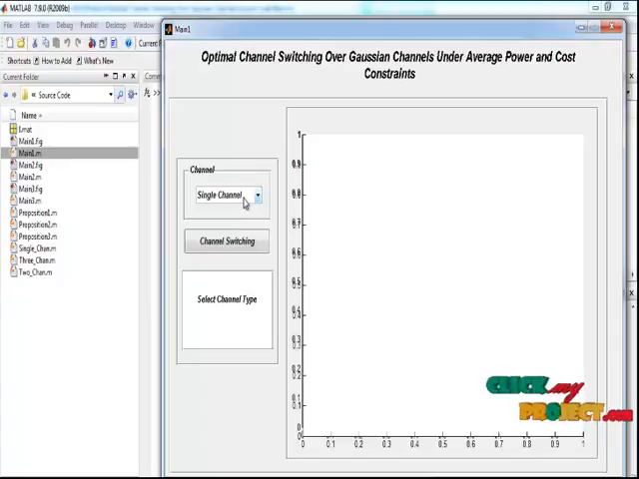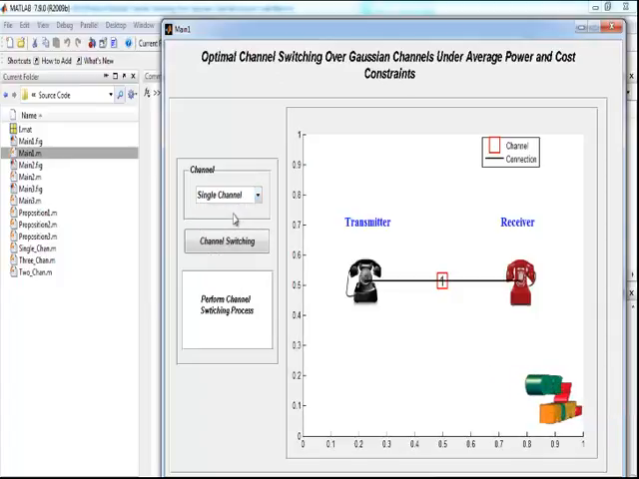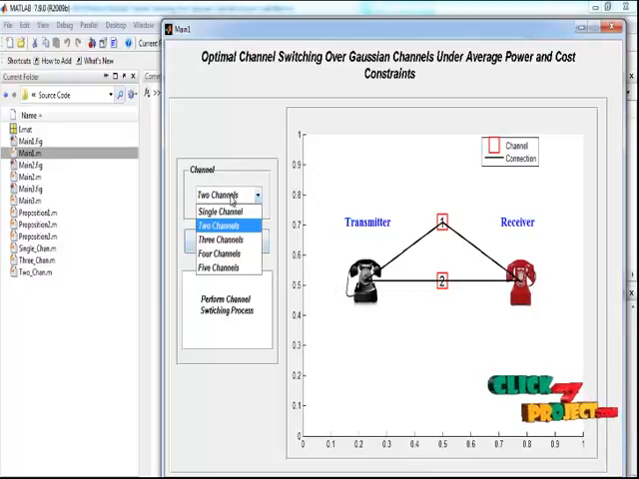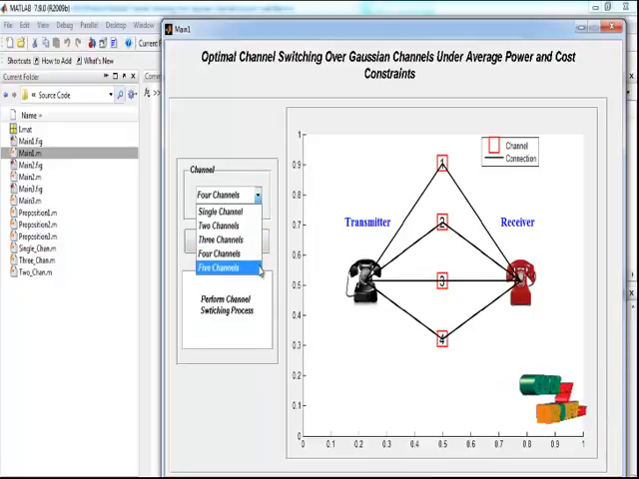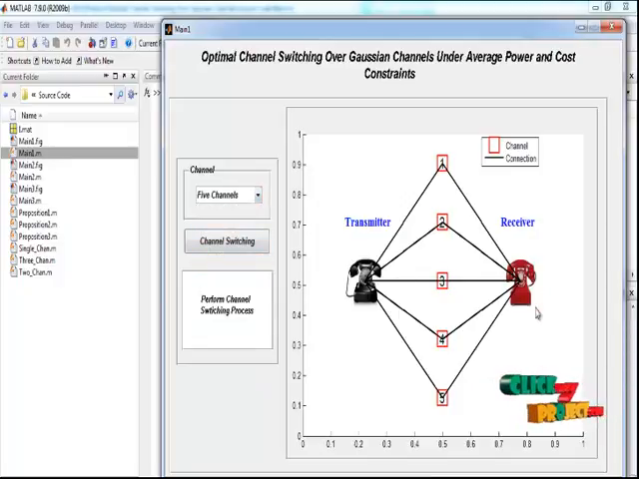Select the channels. For a single channel, transmitter and receiver are connected via a single channel. For two-channel communication, transmitter and receiver are connected via two types of channels. For three-channel communication, transmitter and receiver are connected via three channels. For four-channel, transmitter and receiver are connected via four channels. For five-channel communication, transmitter and receiver are connected via five different channels. By pressing the channel switching button, we can perform the channel switching operation.